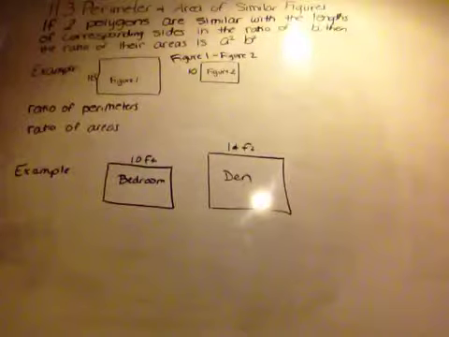Section 11.3, perimeter and area of similar figures. If two polygons are similar, with the lengths of corresponding sides in the ratio of a to b, then the ratio of their areas is a squared to b squared.